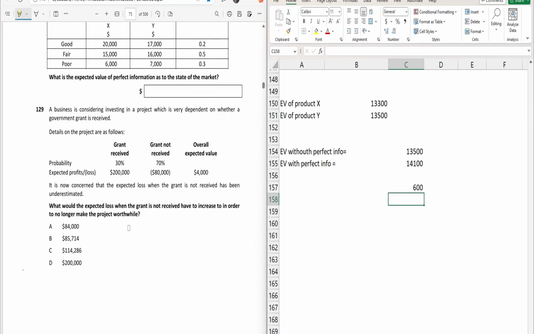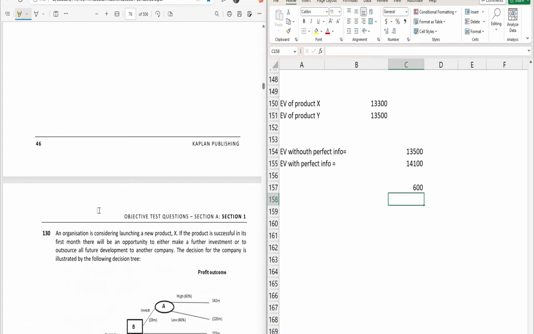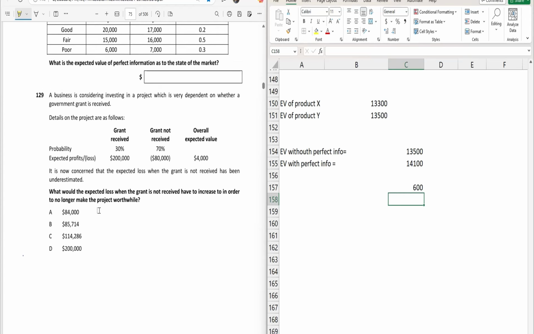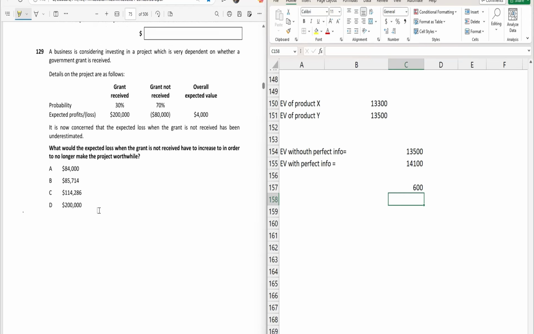Now, question number 129, I will ask you to give it a try from your end because we have already solved two or three questions of the same kind. Just give it a try, and in case you don't get it, do let me know. I will try my best to solve it.